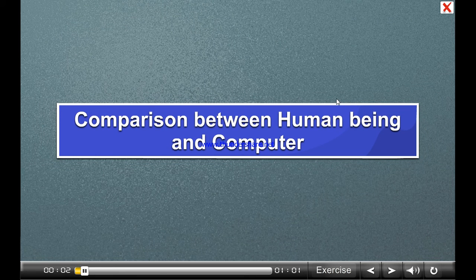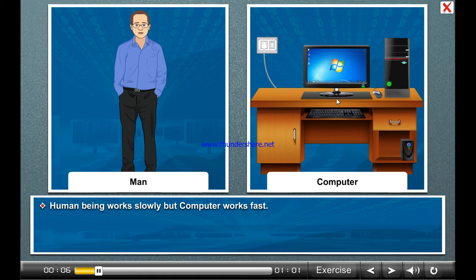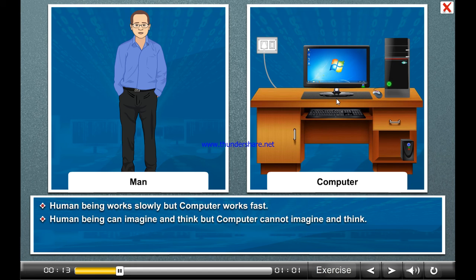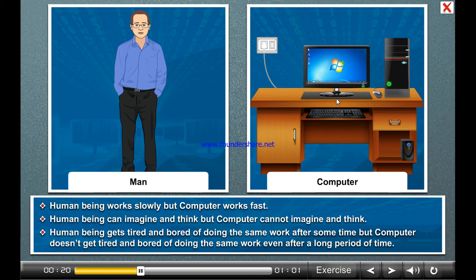Comparison between human being and computer. Human being works slowly, but computer works fast. Human being can imagine and think, but computer cannot imagine and think. Human being gets tired and bored of doing the same work after some time. But computer doesn't get tired and bored of doing the same work even after a long period of time.